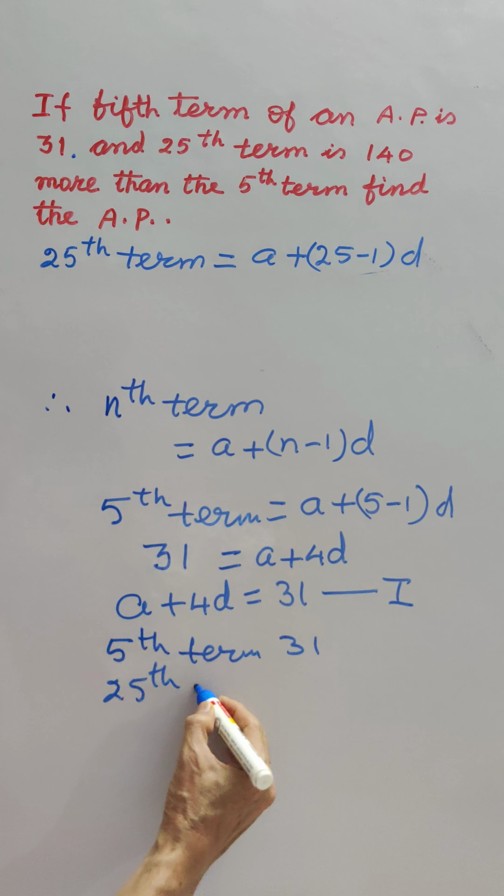Now, the formula for the nth term. First term is a, common difference is d, so second term will be a plus d. Similarly, third term a plus 2d. So nth term is equal to a plus n minus 1 into d.